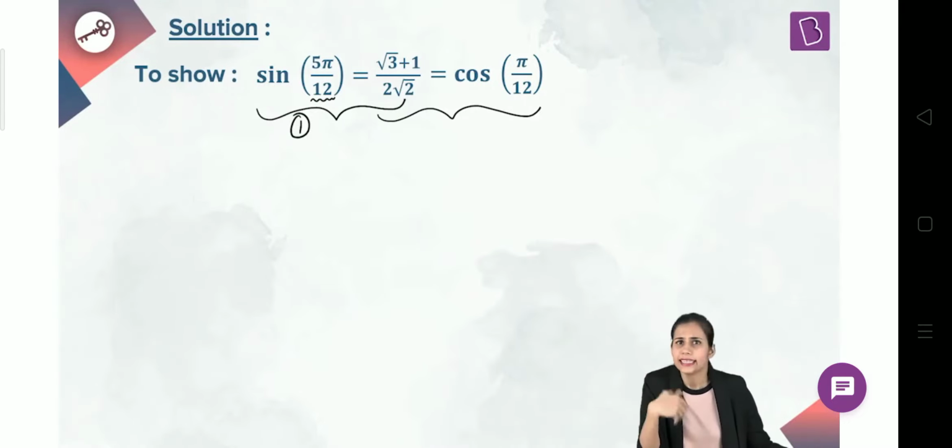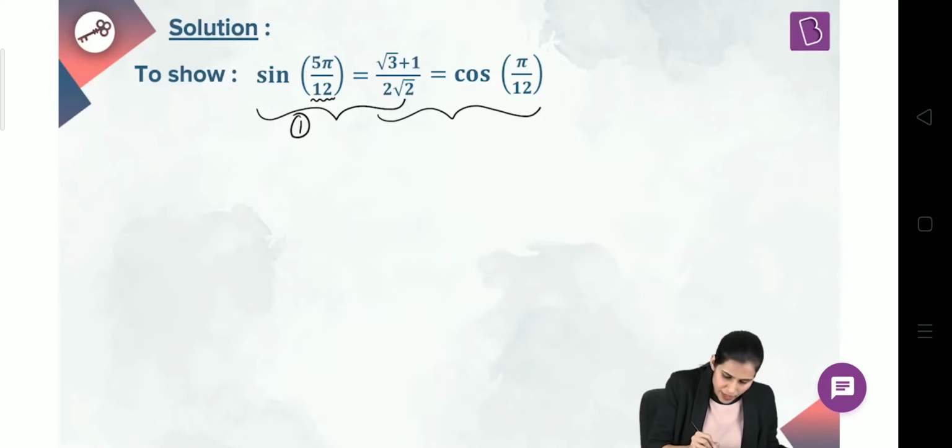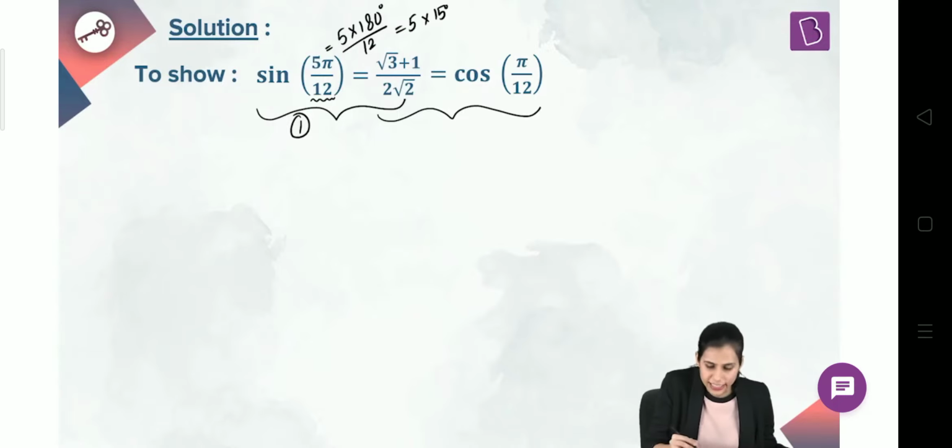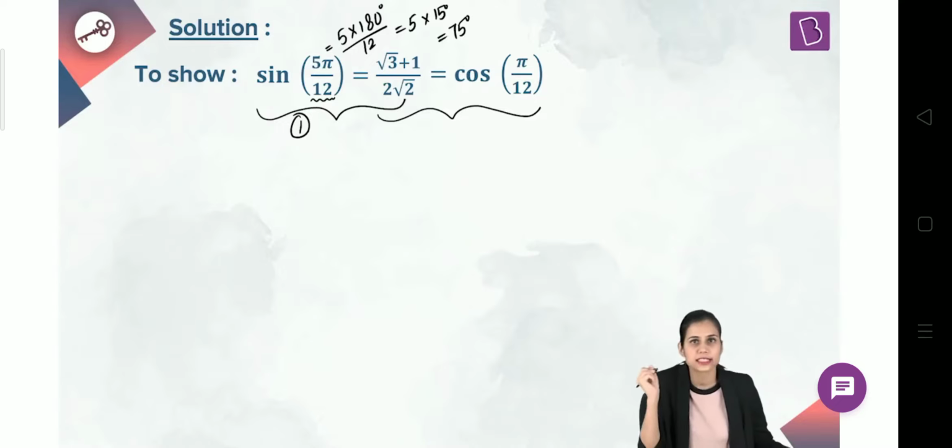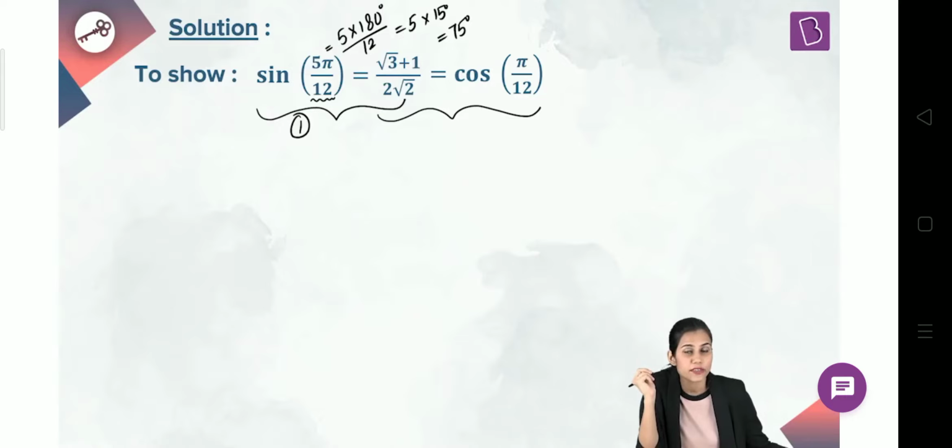Now the problem is, directly I don't know the value of sine 5 pi by 12. So obviously the strategy is going to be to break 5 pi by 12 up into smaller angles, that too, if possible, familiar angles, standard angles. Let's see if that's possible or not. Now 5 pi by 12 is nothing but 5 into 180 by 12, which is 5 into 15, which is 75 degrees. That means 5 pi by 12 is an acute angle actually equal to 75 degrees.